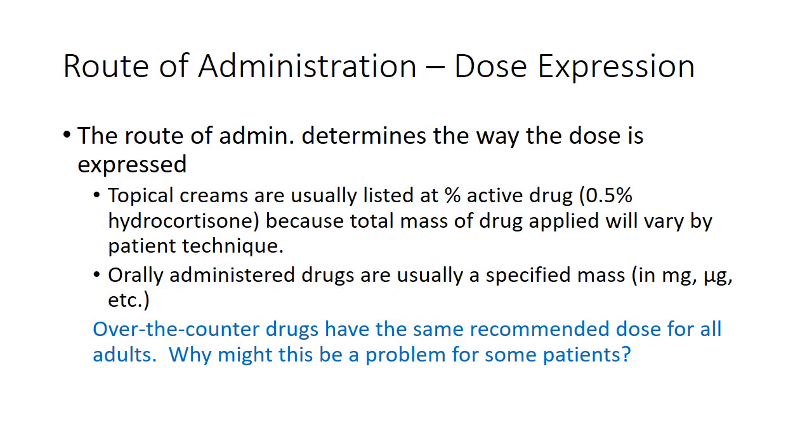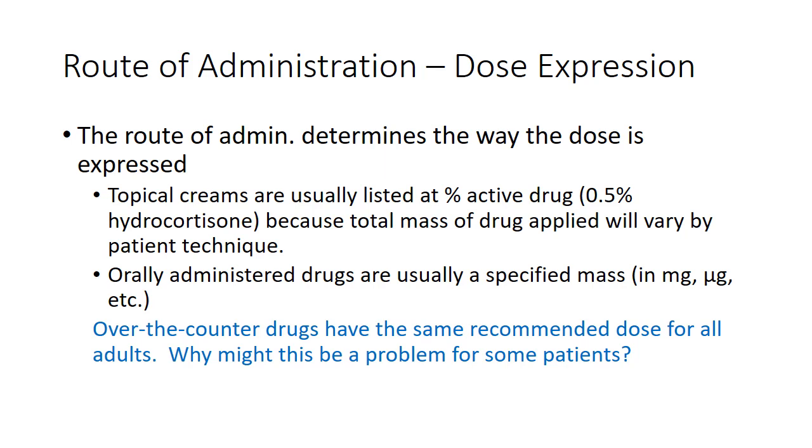So the way the dose is expressed might change. It does change based on the route of administration, believe it or not. It's not something that most people would have thought about, but it's actually kind of interesting if you think about it. Topical creams are usually listed as percent active drug, 0.5% hydrocortisone, for example, because the total mass of the drug applied will vary by patient technique.